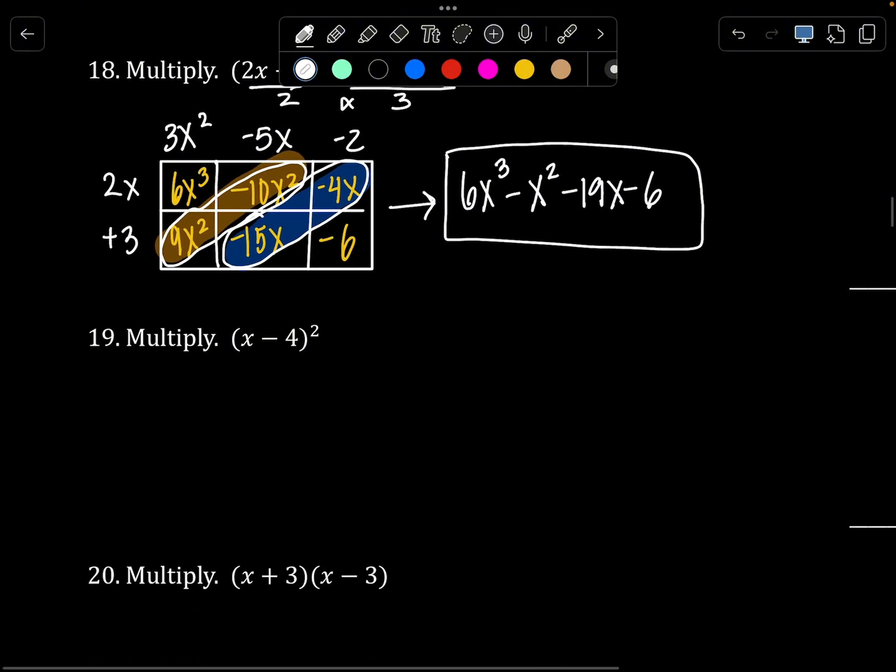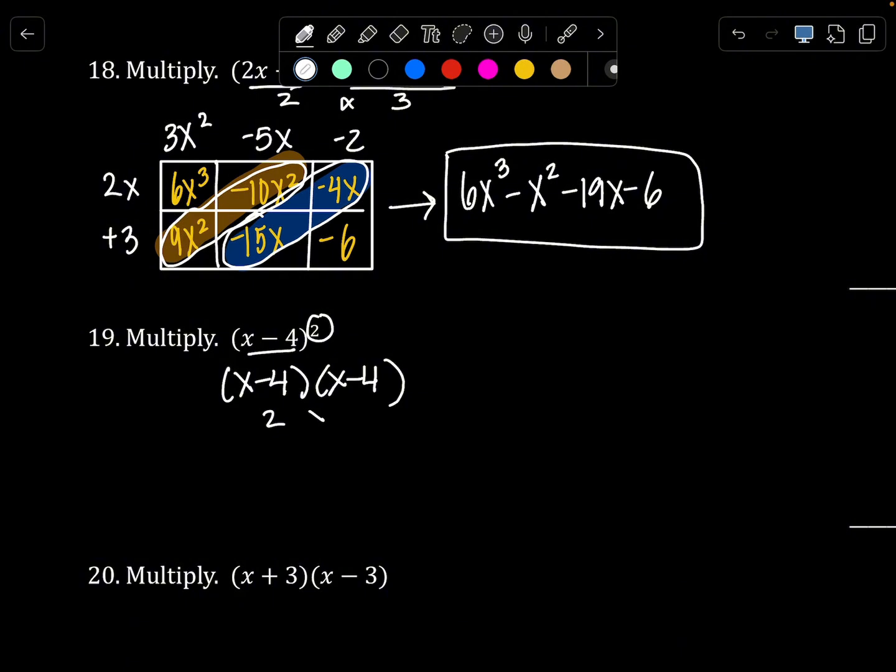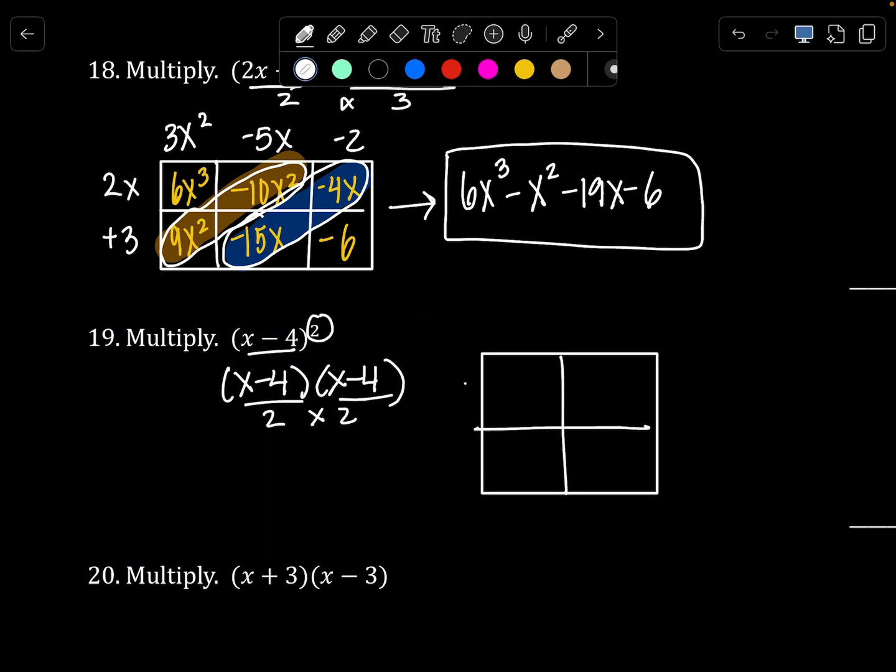Okay, number 19, it was on one of those colorful papers. The base, you see it twice. So x minus 4 times x minus 4. So this is a 2 by 2, 2 terms times 2 terms. So if you want to draw it like this, you can. Let's draw it over here. Okay, there you go. X minus 4, x minus 4.